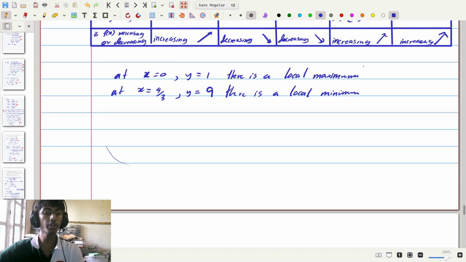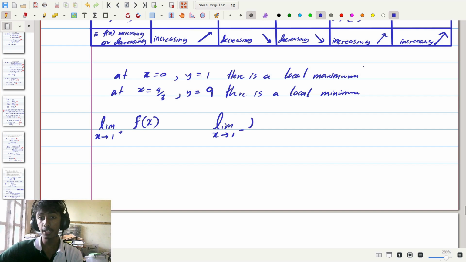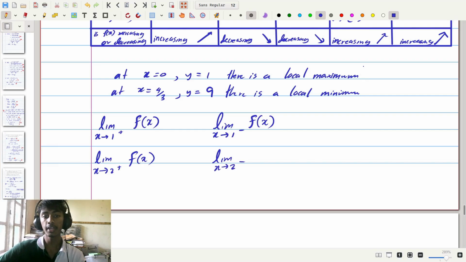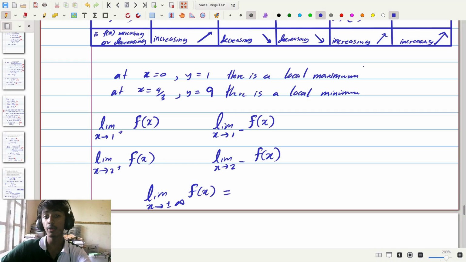So first off, what we're going to do is consider the limit as x approaches 1 from the positive side of f of x, and also the limit as x approaches 1 from the negative side of f of x. Similarly, we're going to consider the limit as x approaches 2 from the positive side of f of x, and also the limit as x approaches 2 from the negative side of f of x. And finally, since we know that both plus infinity and minus infinity are going to give the same thing, we can just consider the limit as x approaches plus or minus infinity of f of x. Now this one we already know is equal to 0, since the denominator's order is greater than the numerator.